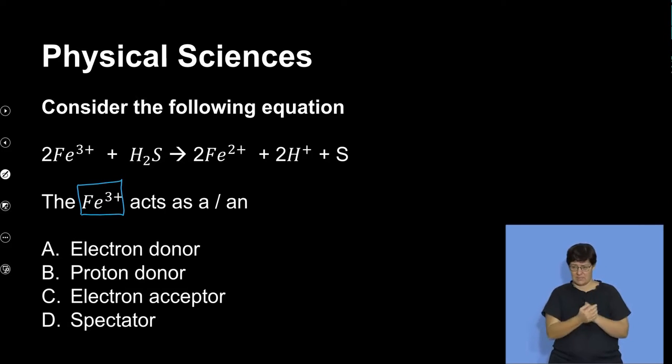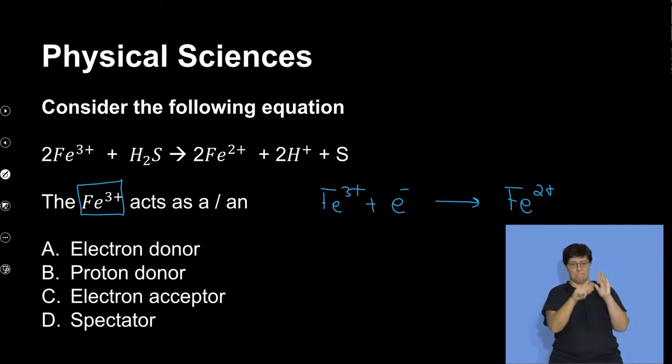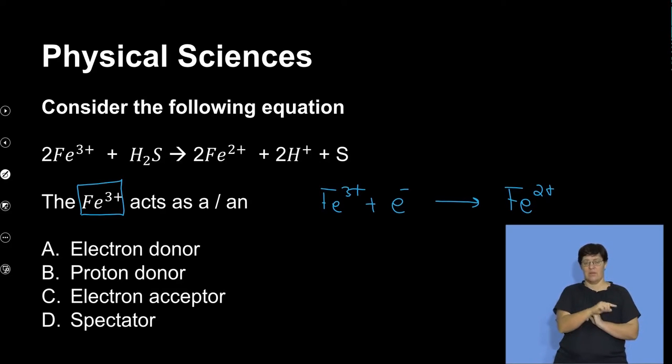So we've got Fe3+, which is iron 3. It becomes iron 2. There's only one thing that can happen. Has the oxidation number increased or decreased? It has decreased. It simply means that the iron 3 gained an electron. So the gain of electrons has to do with the reduction half reaction.